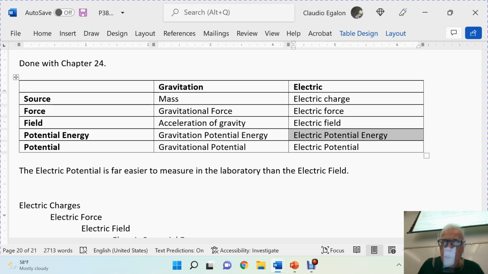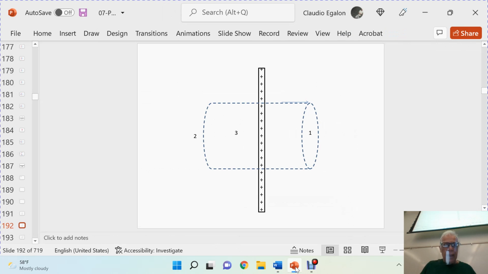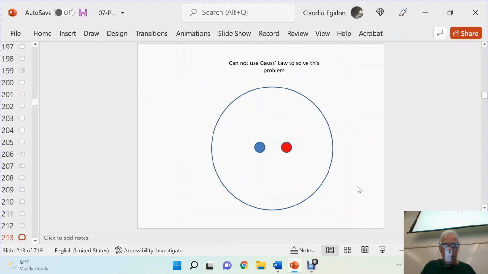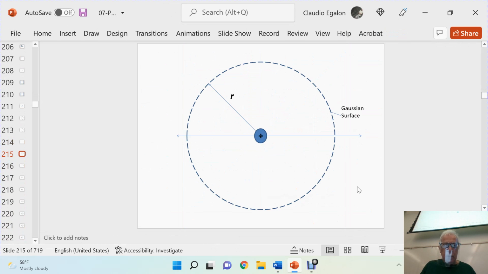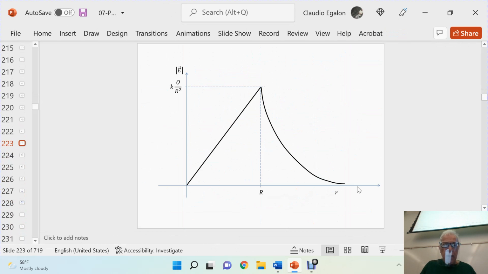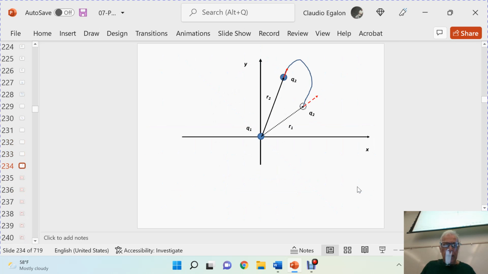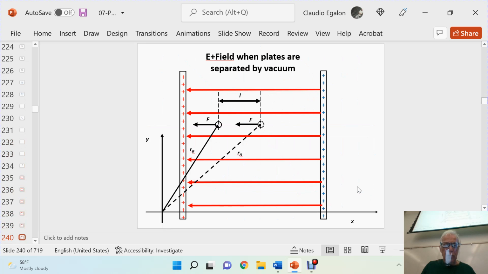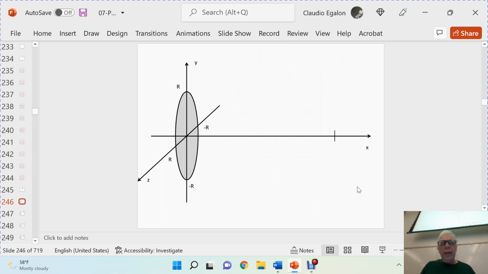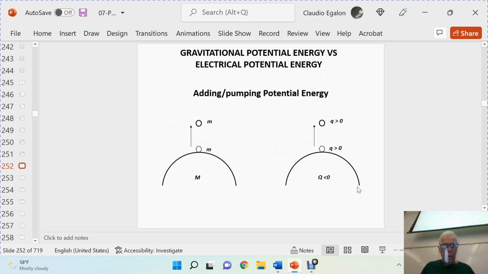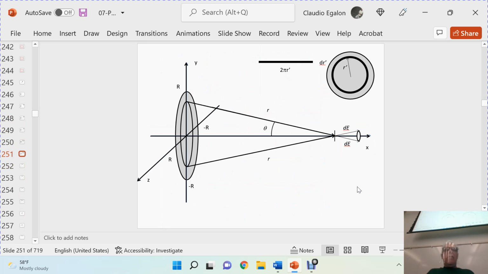And what about the electric potential energy? How can we explain that? Let me see if I have an illustration here for you. Okay? Think about two electric charges, one positive and the other negative. Okay? Here you go. That's a good illustration.